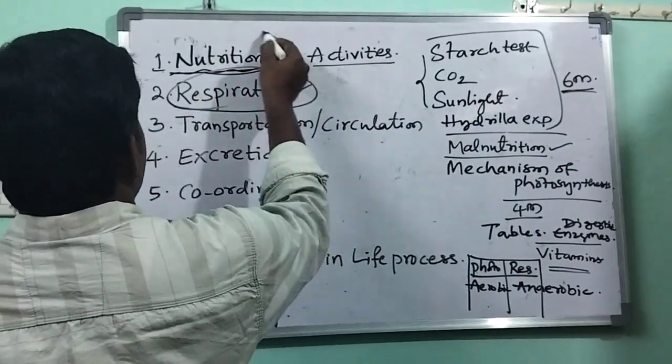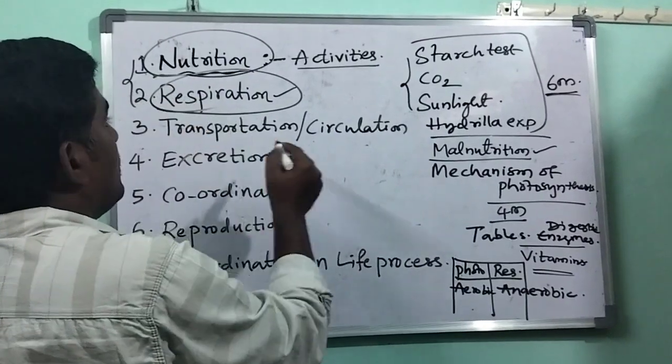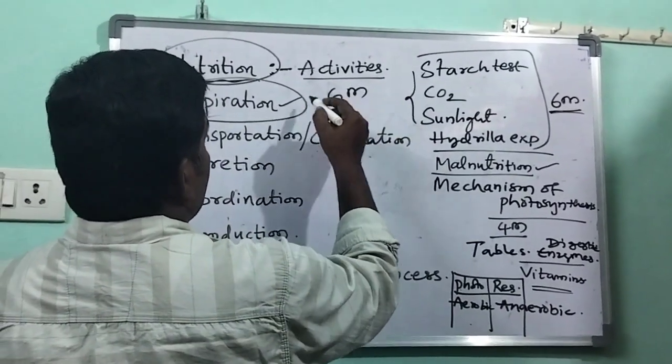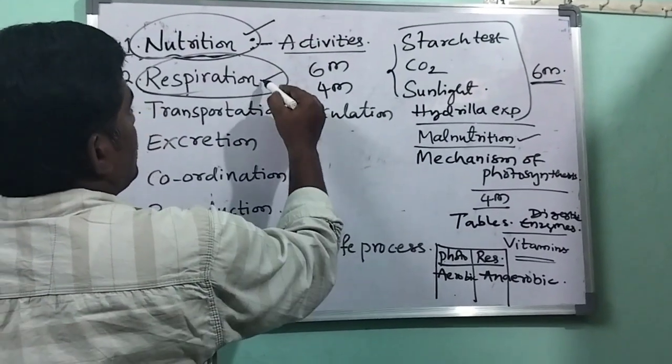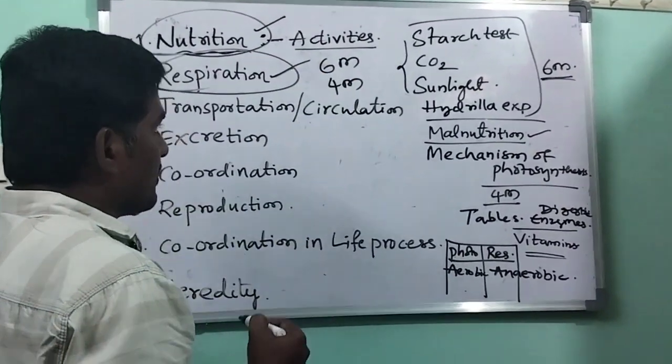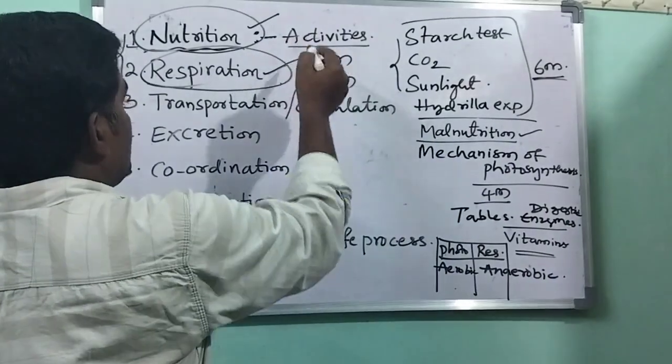From any one chapter, they are going to ask one 6 marks question and one 4 marks question. If they ask 6 marks from the first chapter, the 4 marks question will come from the respiration chapter. If they ask it here, it will be changed, vice versa.